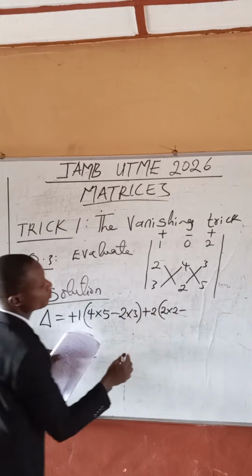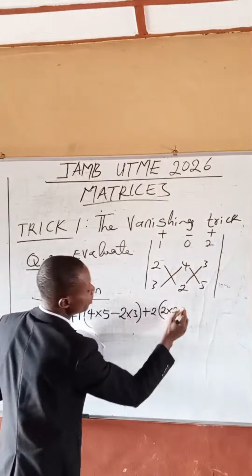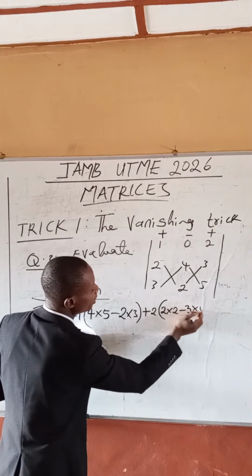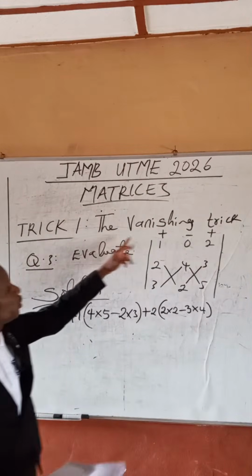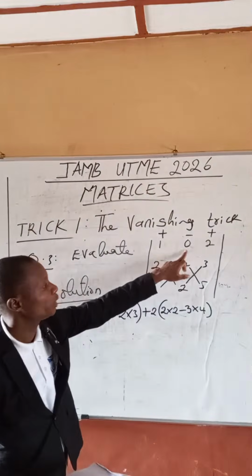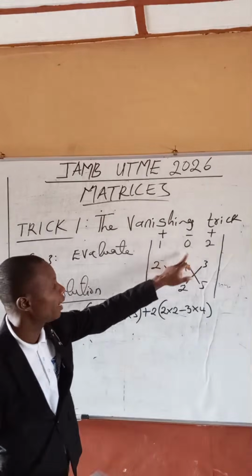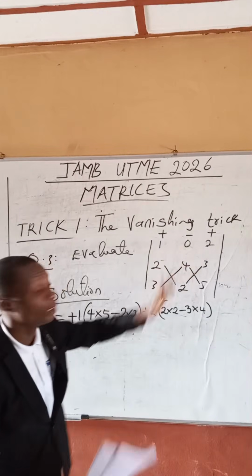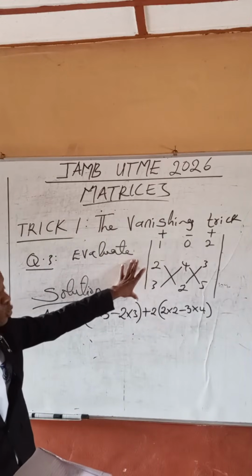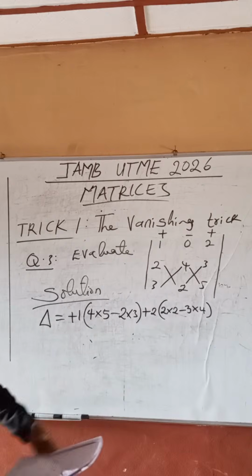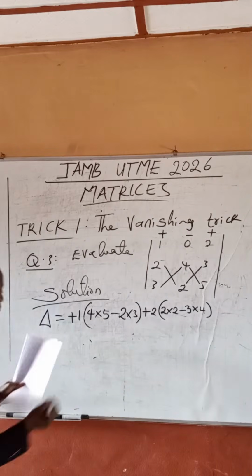Then minus 3 times 4, which is 3 times 4. This is all. You can see that there is a vanishing trick here, right? Because we didn't work with 0 here. If you work with 0 here, everything that concerns 0 will disappear, will hibernate. That is the vanishing trick. I just want to use this one to exemplify it for better understanding. All right? So we proceed.